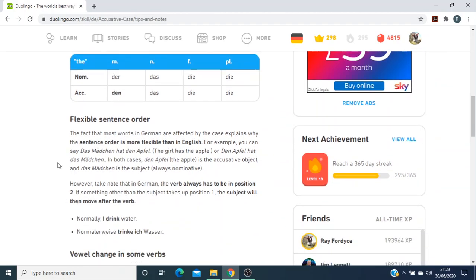Next, flexible sentence order. The fact that most words in German are affected by the case explains why the sentence order is more flexible than in English. For example, you can say Das Mädchen hat den Apfel, the girl has the apple, or Den Apfel hat das Mädchen. In both cases, den Apfel, the apple, is the accusative object, and das Mädchen is the subject, always nominative.